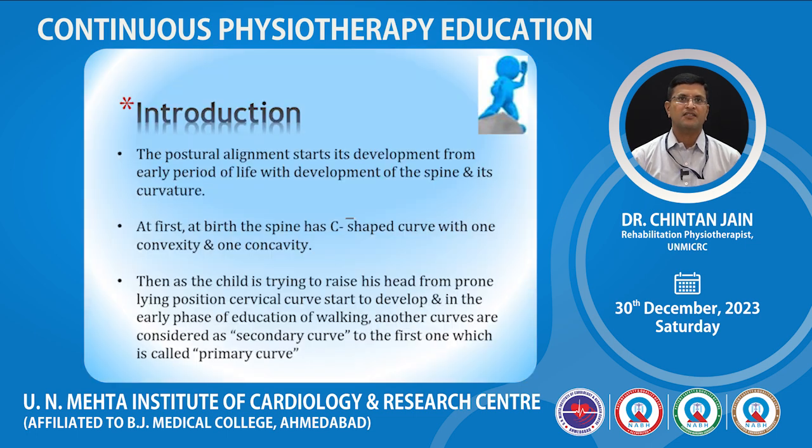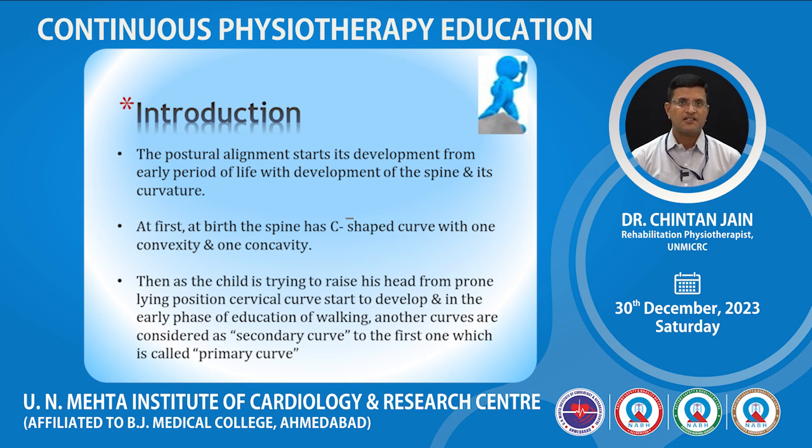So let's start with the introduction. The postural alignment starts its development from early period of life with development of the spine and its curvature. At birth the spine has a C-shaped curve with one side convexity and the other side concavity. Let's understand this: when the fetus is in the mother's womb, the whole body is in flexed position, the upper limb as well as lower limb and spine also. So when the spine is a C-shaped curve, the outer side is the convexity and the inner side is the concavity.